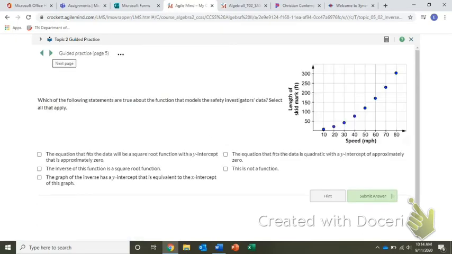All right, next is number 5. Number 5 has 3 answers. All right. So you're just telling me what is true about this model. All right, so remember to find if it's a function, use the vertical line test.